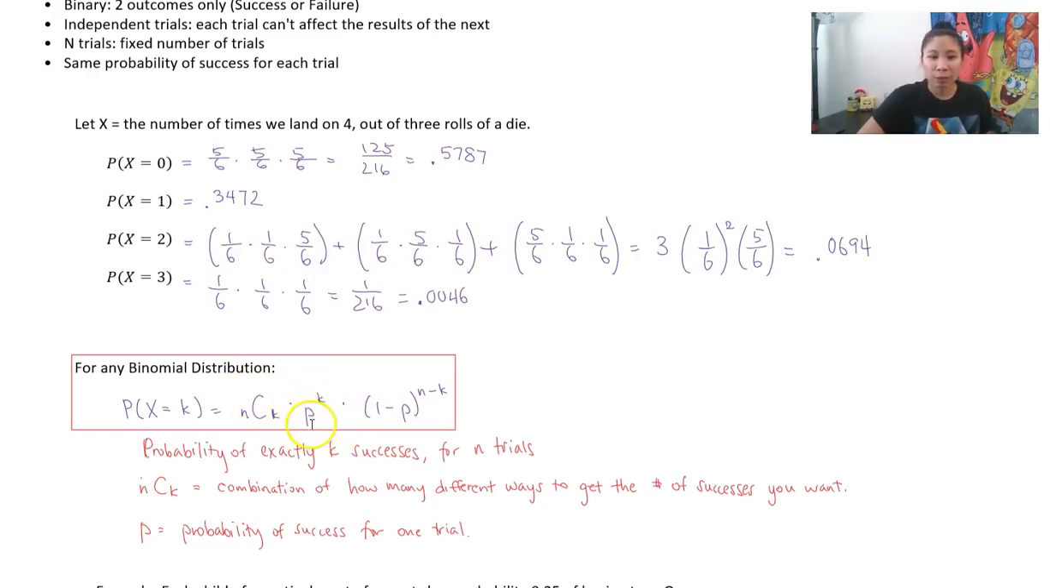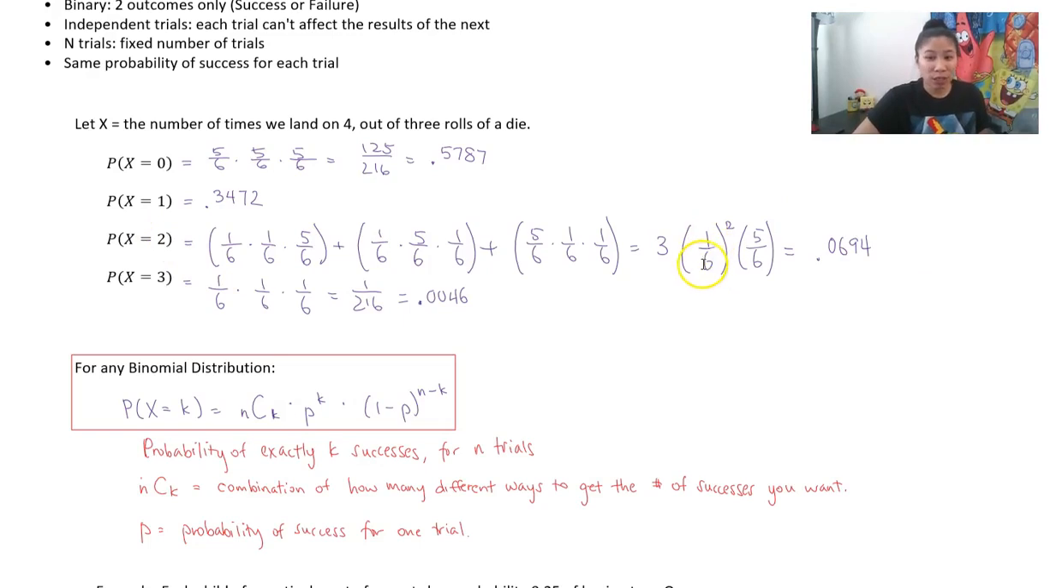This part of our formula, p to the k power. So p stands for our probability of success for one trial. For us, when we roll a die trying to land on 4, our p was 1/6. k is how many successes you want. If you remember back in our probability of X equals 2, at the very end, I wrote it out like this so it matches the formula. This was the number of orders we could do this in, times our p raised to the second power, because we wanted 2 successes. That's what we wanted when we calculated the probability of X equals 2.